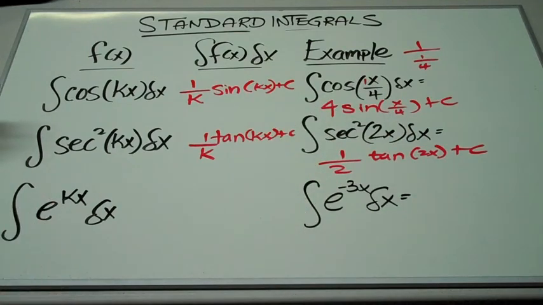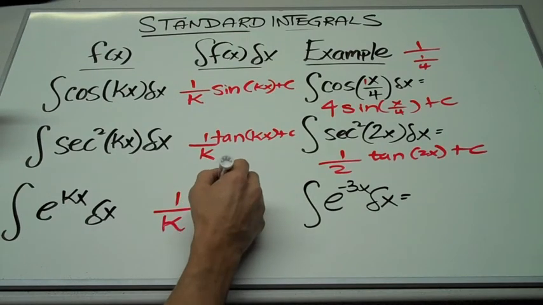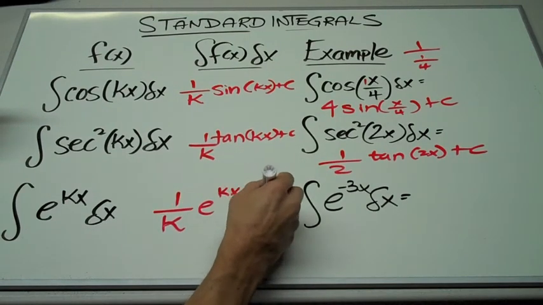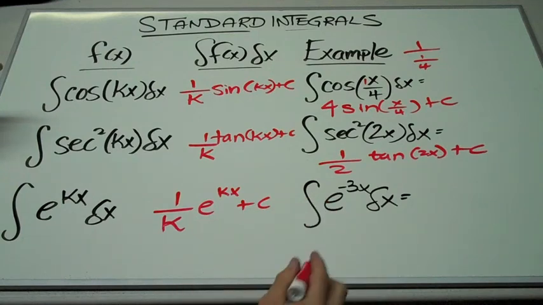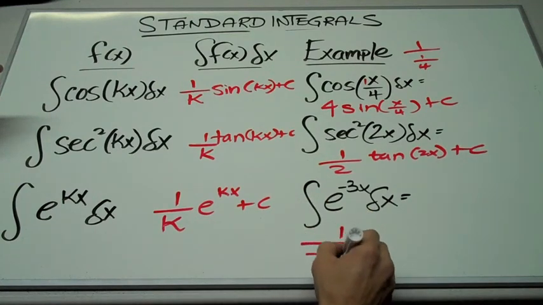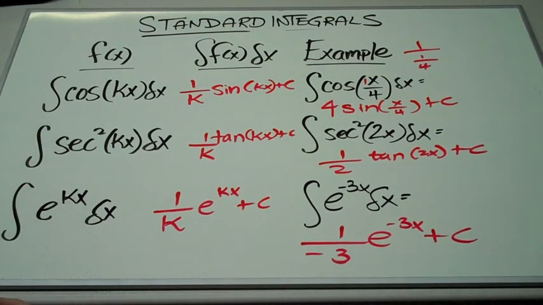If I have e to the kx dx, I'm going to get 1 over k e to the kx plus c. For example, in this case, it's e to the negative 3x, so I'm going to get 1 over negative 3 e to the negative 3x plus c for my answer.